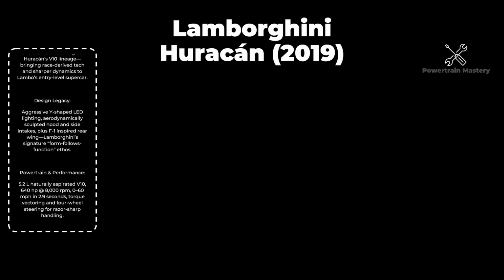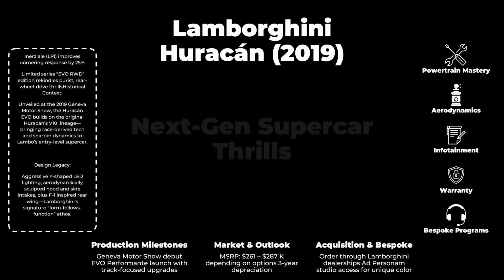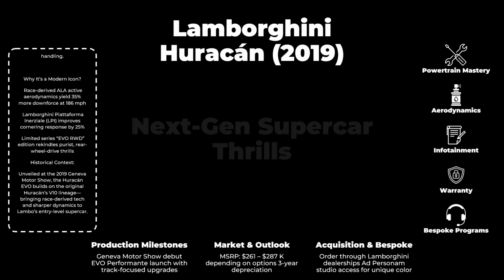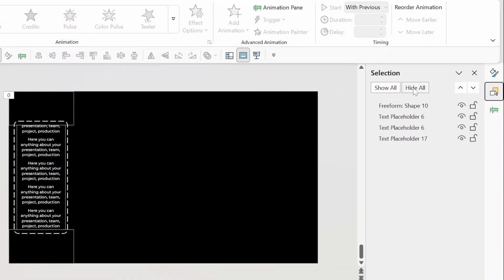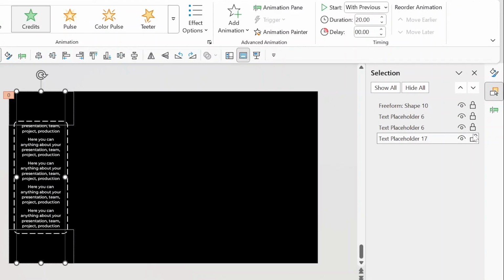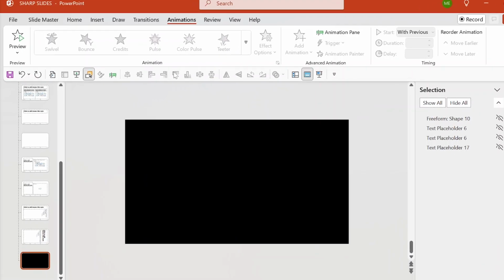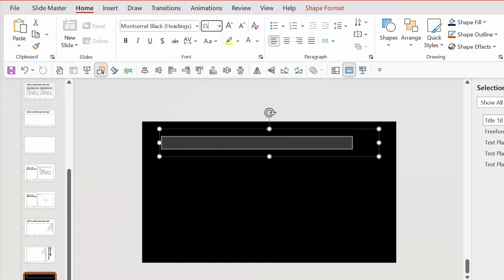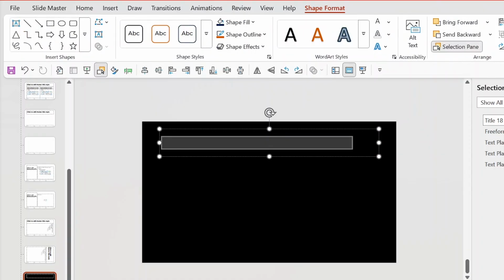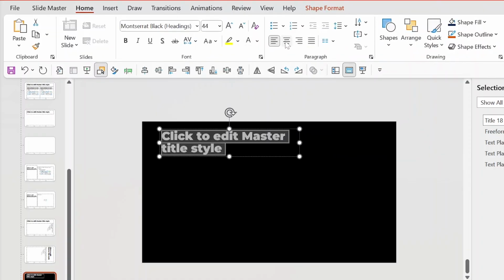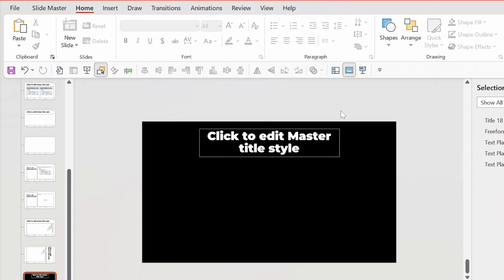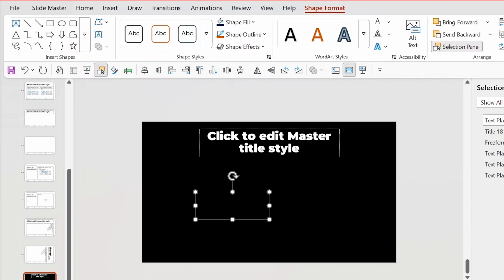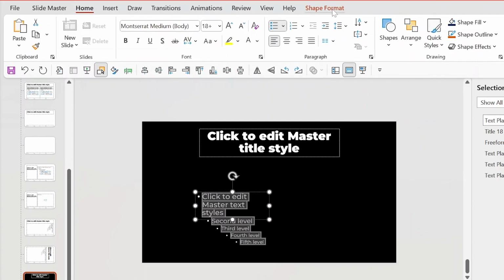Next, add any additional text placeholders you need. For placeholders you don't want users to change, either lock them to prevent deletion or hide them so they don't interfere with layout edits. Bring back the title and adjust it. Then customize the remaining text placeholders, positions, and formats.